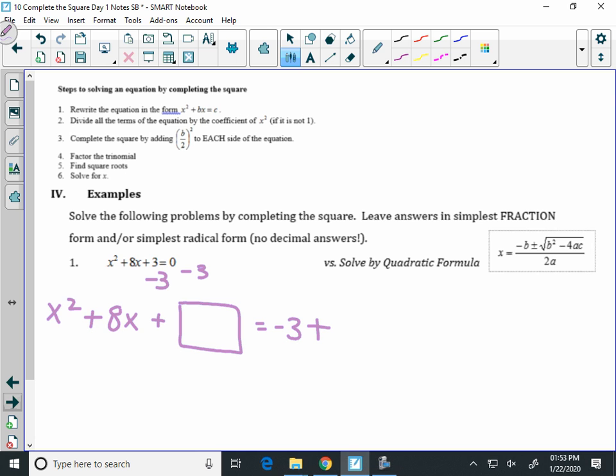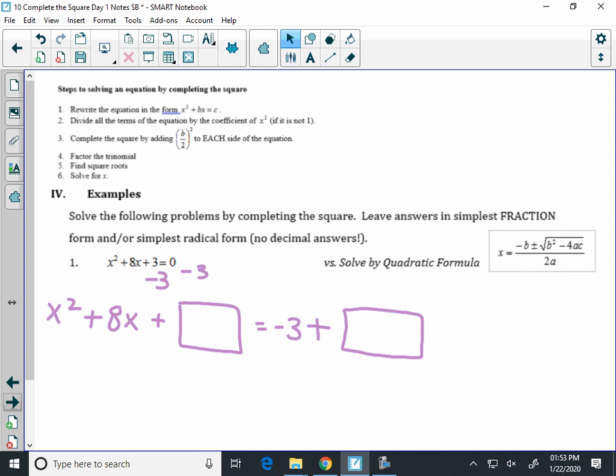What you do to one side, you have to do to the other. There's a method to my math. Now, your next step, we don't need to divide anything. We're going to do that tomorrow. So we're going to jump into step 3. We're going to complete the square.